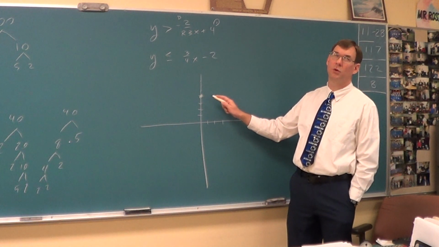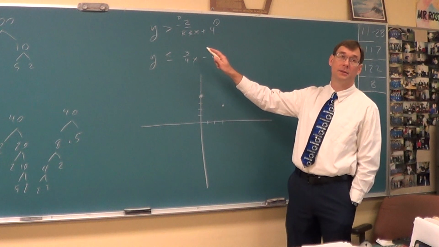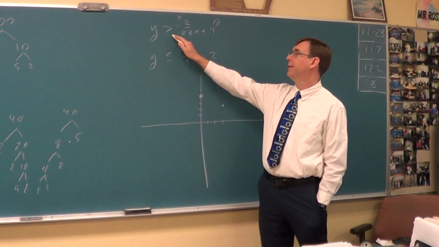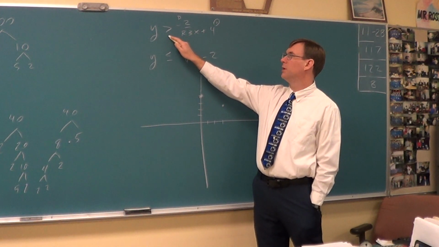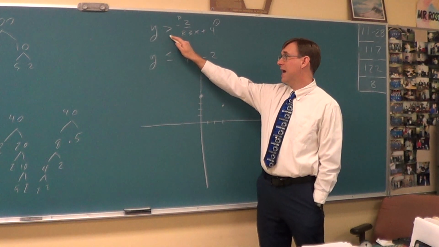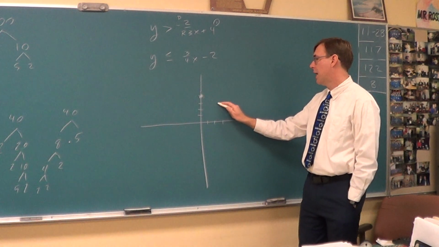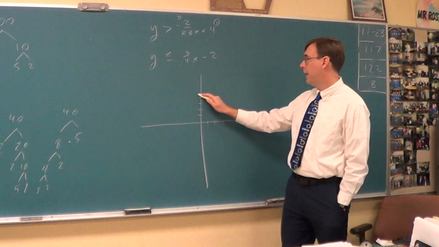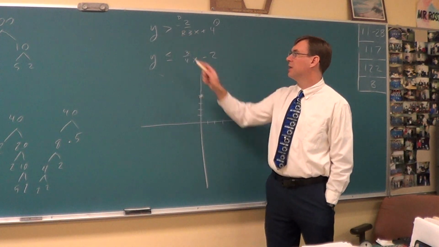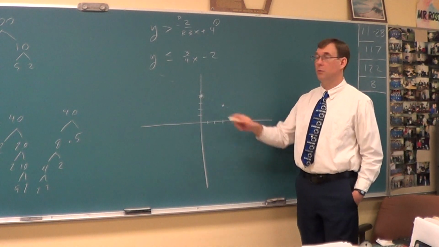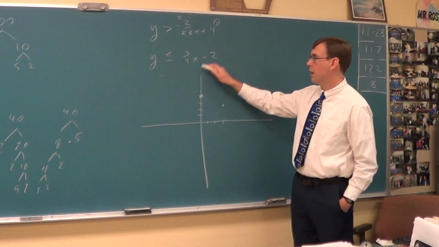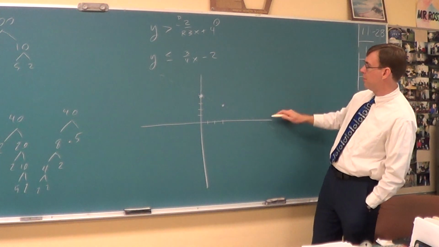But we've got 2 choices to make. First choice is dotted or solid. In this case, dotted. When do we do solid? Whenever it has an equal sign. This didn't have an equal sign, so we're going to go dotted line. And then because it's a greater, we'd shade in above. So the first homework, we would just shade in right here, all above this.